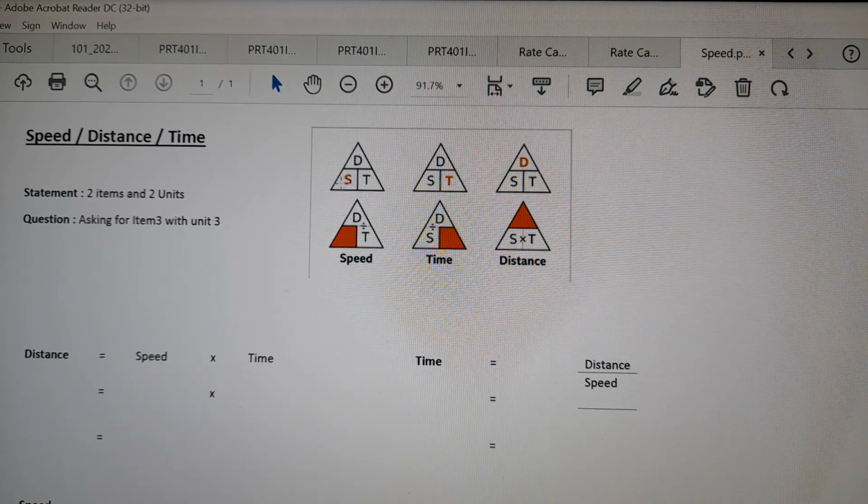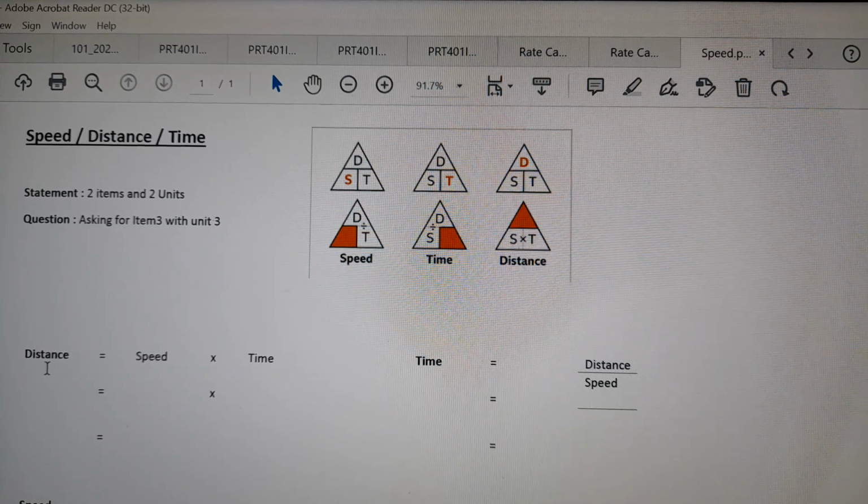And we said if we want to calculate speed, we hide speed, and we know that speed is equal to distance divided by time. If we want to calculate time, we hide time, and we know that time is distance divided by speed. And if we want distance, we hide distance, and distance is equal to speed times time.